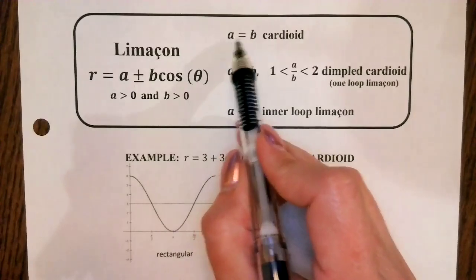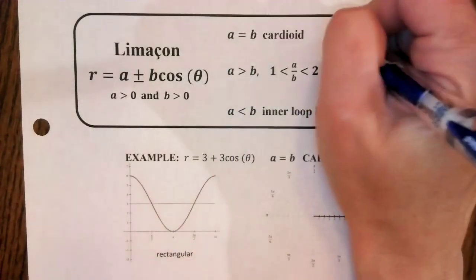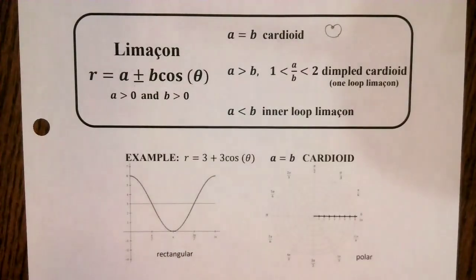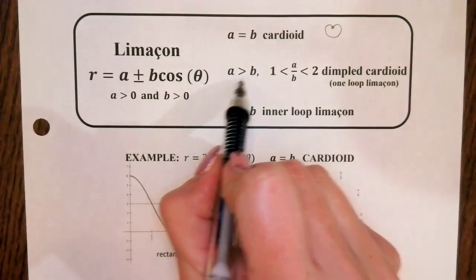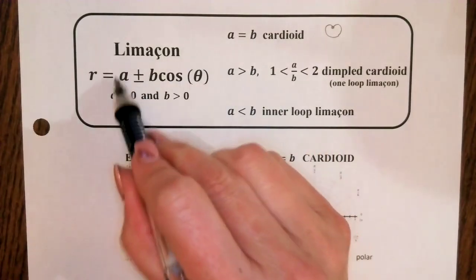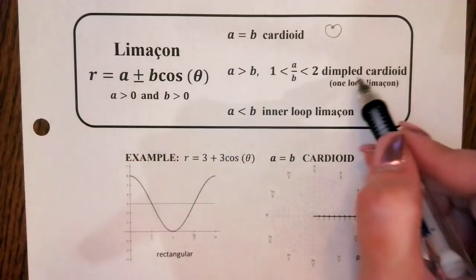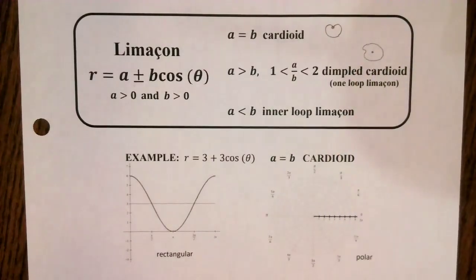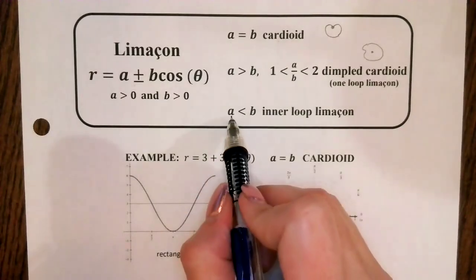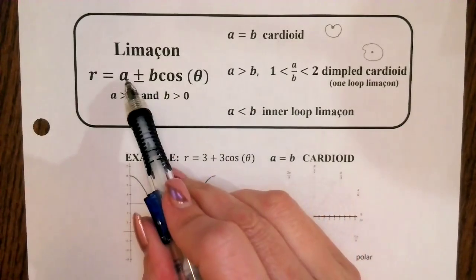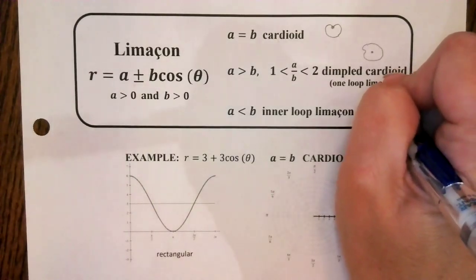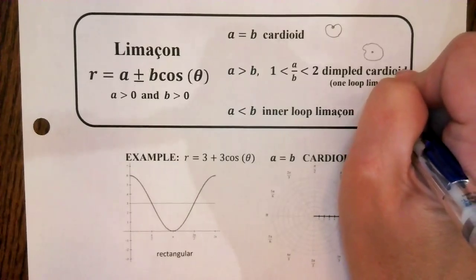When the 2 numbers were exactly the same, it gave us that cardioid. So the one that kind of looked like a heart, like this, and it did go through the pole right there. When our A value was bigger than the B value, so this number in the front was bigger, that's where we got that dimpled one, the one that did not touch the pole. So here was the pole, and it kind of went something like this. It did not touch that pole. When the A value was less than B, so this number is smaller than this one, then we got the limaçon with the loop, which looked like that.